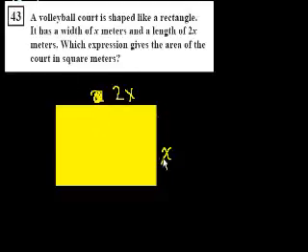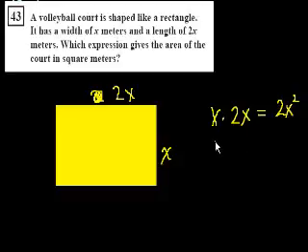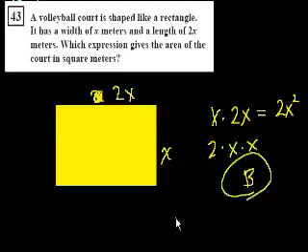Well, the area is just the width times the length, right? So it's just x times 2x, which is equal to 2x squared. That's the same thing as 2 times x times x, which is the same thing as 2x squared. And that's choice B. Anyway, see you in the next video.